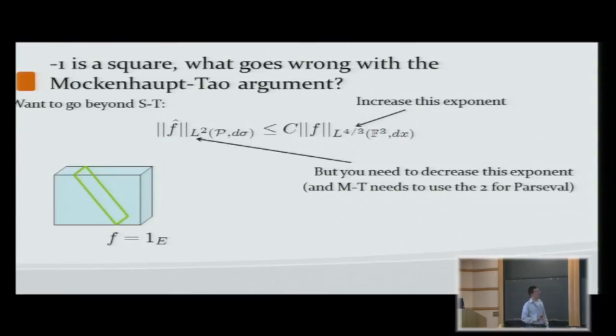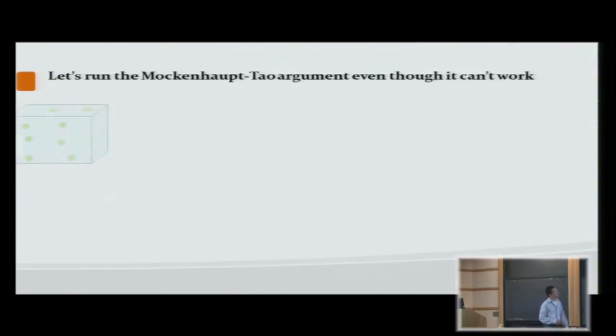And so the bad example to keep in mind is when f is the characteristic function of a plane, because this is what shows that you need to decrease the 2 if you increase this. And so this is a good example just to keep in mind as we go further. The characteristic function of this plane is the problematic example.